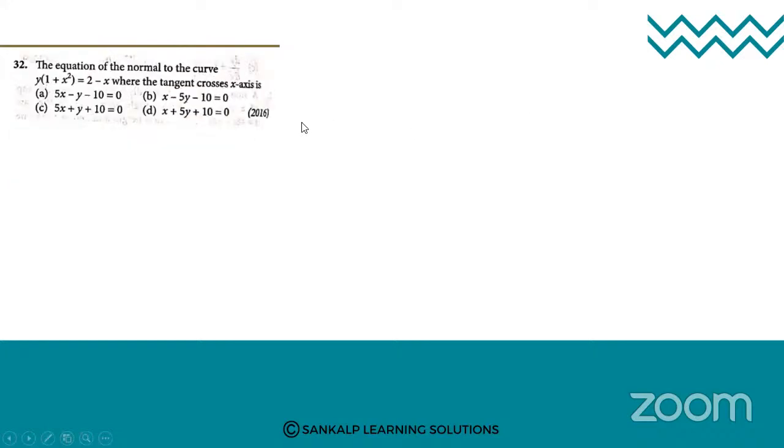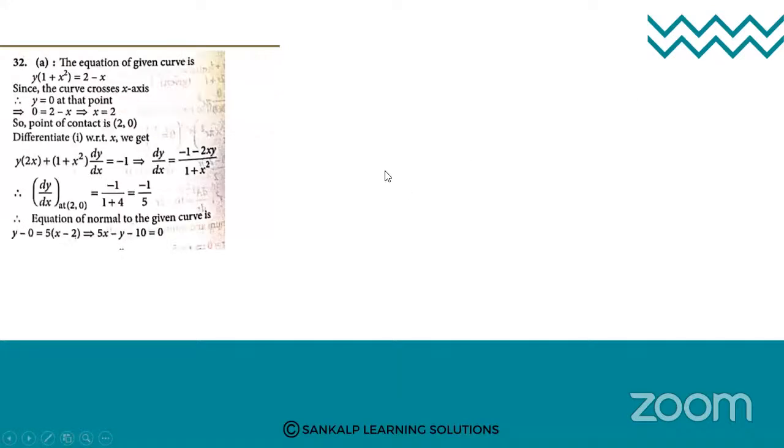Okay, next question, 32nd question. The equation of the normal to the curve y into 1 plus x square is equal to 2 minus x, where the tangent crosses the x-axis. So the tangent is crossing the x-axis. This is the hint given to us. Using this hint, we need to find out the equation of the normal.